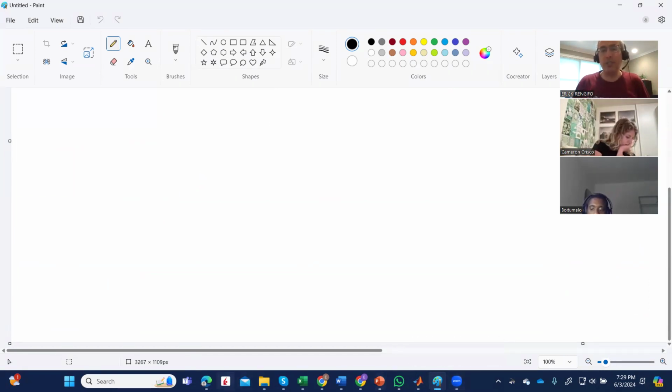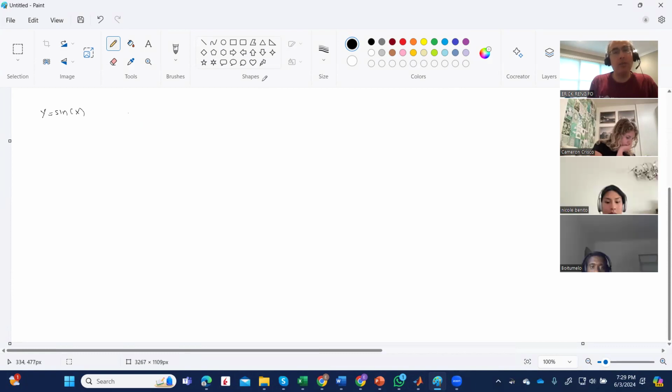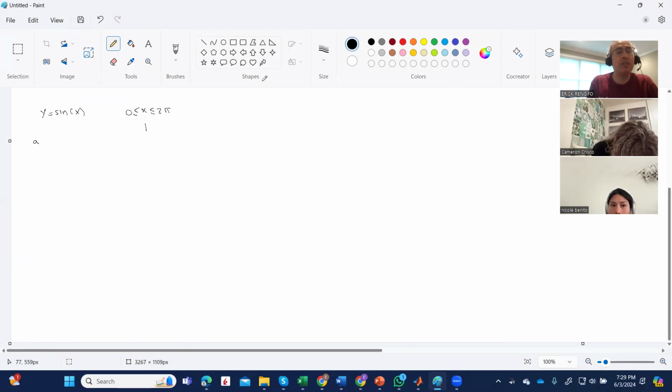Okay, so let's assume, guys, that I want to draw, for example, y equal to sine of x, and x is going to be between 0 and 2 pi. Define x between 0 and 2 pi, and for the first case I want x with only 10 observations. So from 0 to 2 pi, only 10 observations.